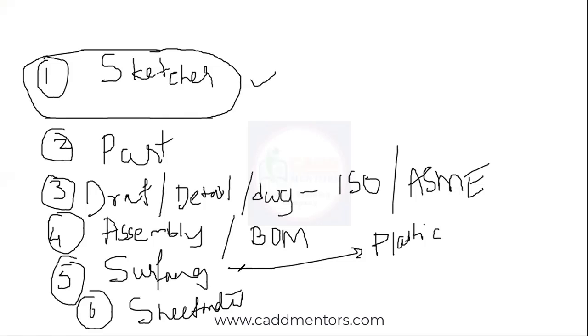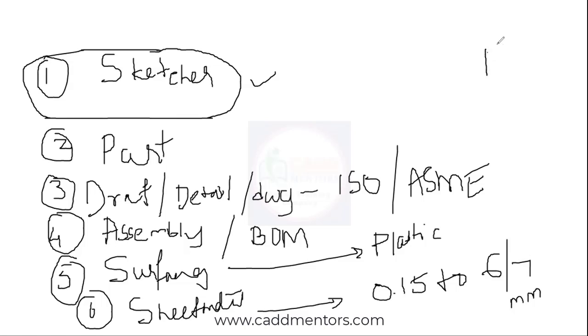Basically, sheet metal starts from 0.15 mm to 6 or 7 mm. A few companies consider 7 mm as sheet metal, but a few consider 6 mm as the maximum. Beyond 6 or 7 mm, it is considered a plate. Below that is considered sheet metal. Below 0.15 mm, it is considered foil. So: foil, sheet metal, then plate.